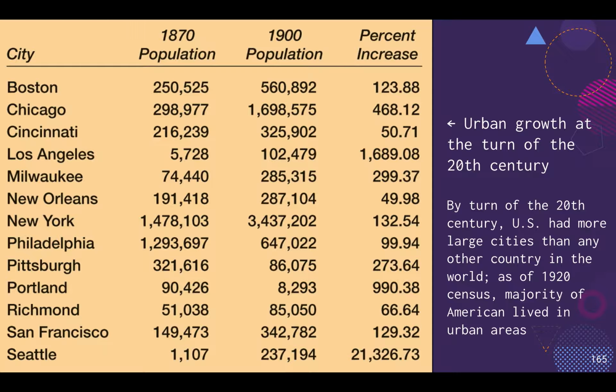So by the turn of the 20th century, the United States had more large cities than any other country in the world. By the 1920 census, the majority of Americans also lived in urban areas, and that's a shift. Between 1860 and 1900, the United States population doubled. Just some interesting examples here.